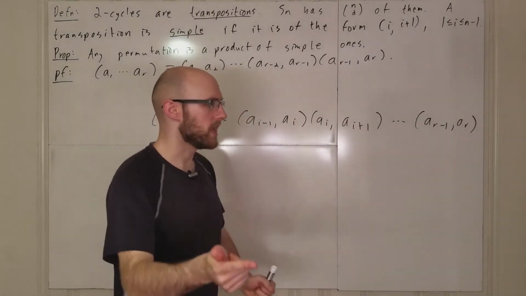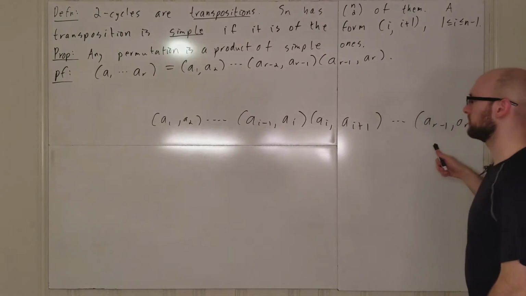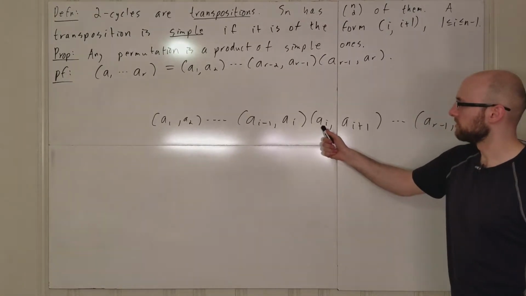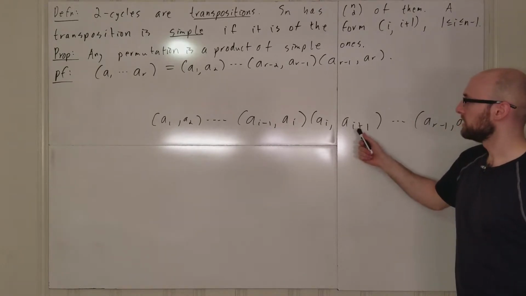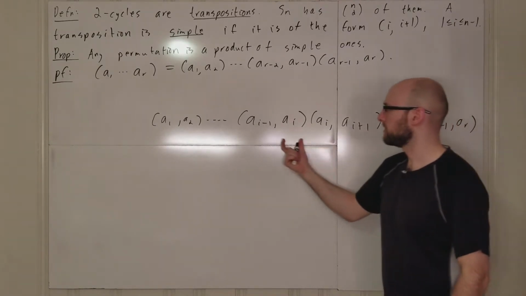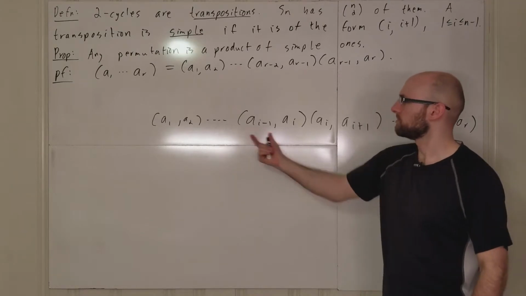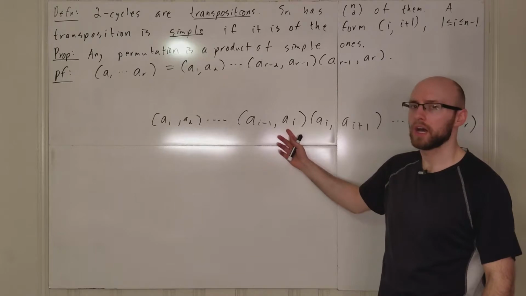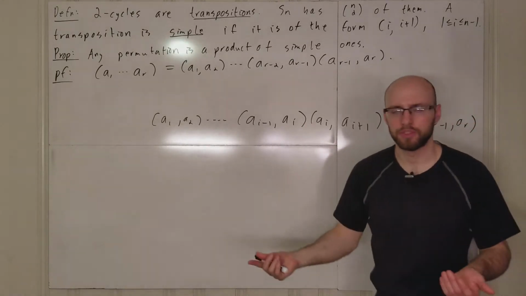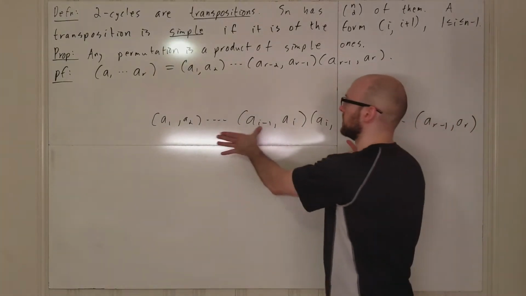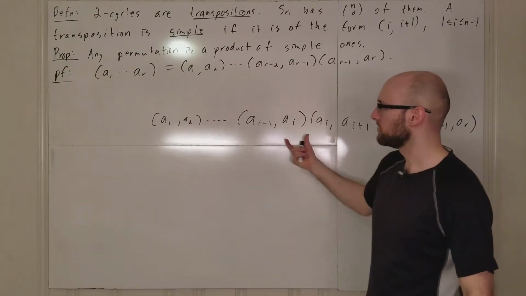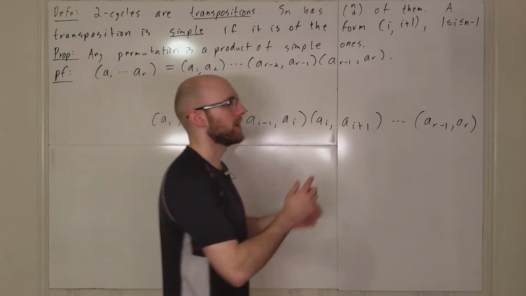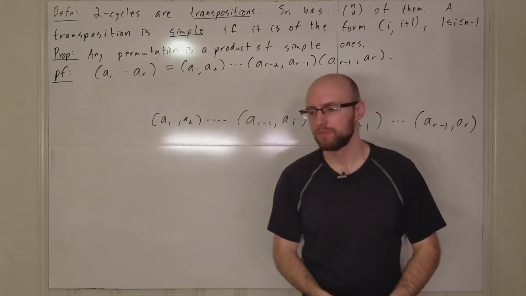So you send in AI. The first transposition that contains AI is this one, and AI will be sent to AI plus 1. Then you bring this along and you send it through here. But if you look at all these transpositions, the highest index that appears in any of these is AI, which is less than AI plus 1. So AI plus 1 does not appear in any of these, and so AI plus 1 just goes right through and it doesn't change anymore. And so AI indeed goes to AI plus 1.